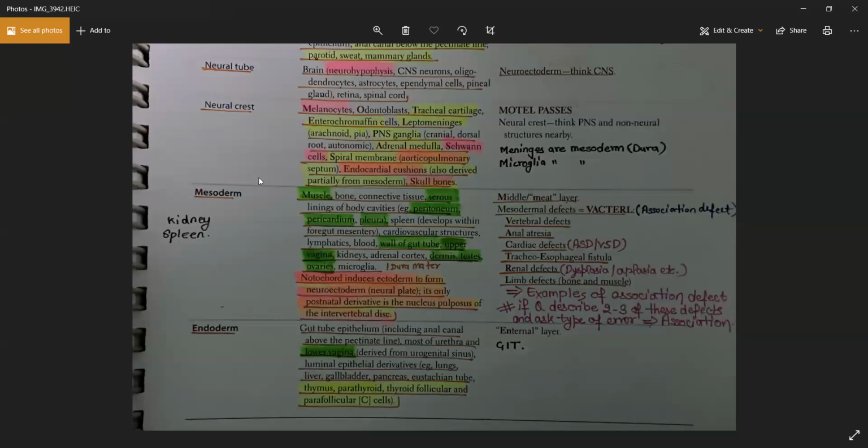And please note, whenever you have a defect of the mesoderm, you also have associated defects. That means you cannot have an isolated defect. It must be associated with other defects also. Like vertebral defects, anal atresia, cardiac defects, tracheoesophageal fistula, renal defects, limb defects. Whenever you see 2 or 3 of them associated, you will call it an association defect. So Step 1 will give you a patient having 2 or 3 of these defects, and they will ask you what kind of defect it is. So you need to remember that it is an association defect. Is that okay?